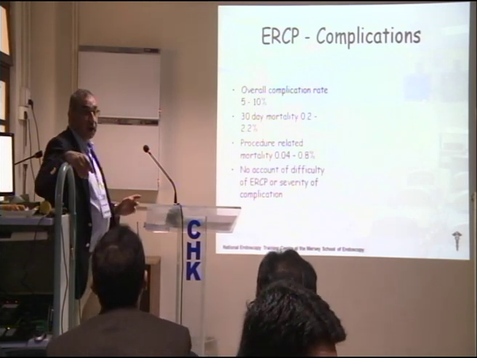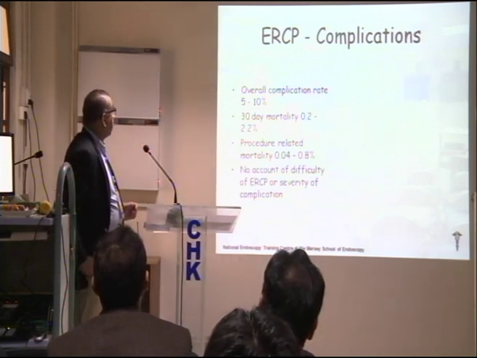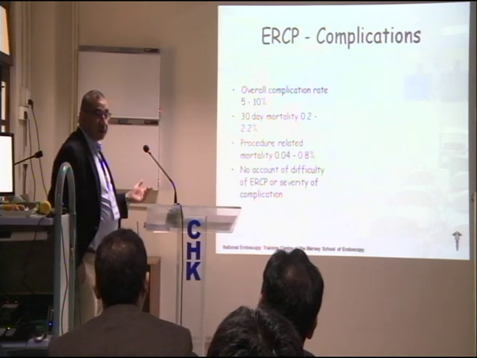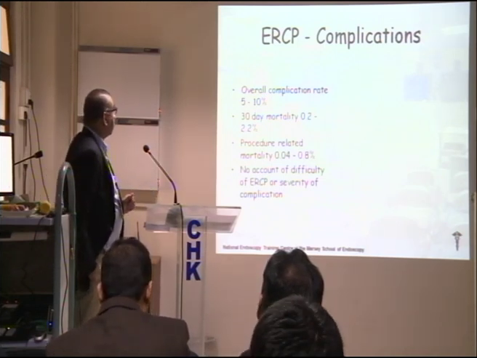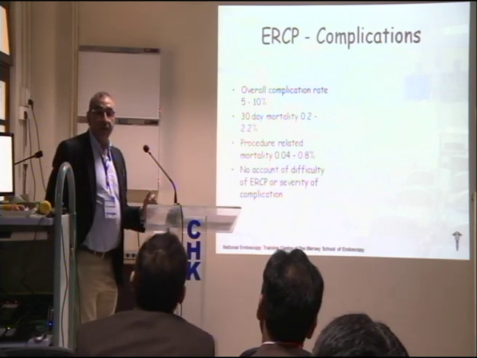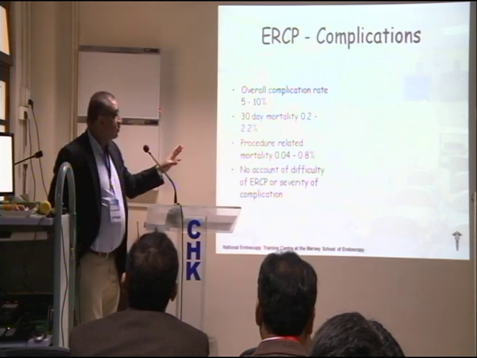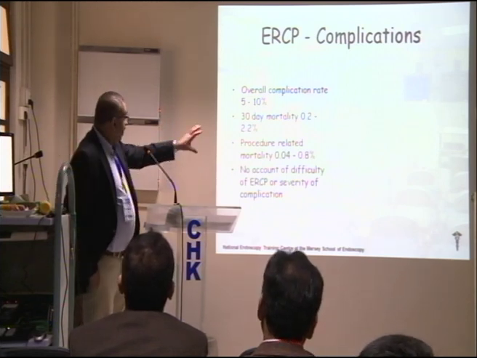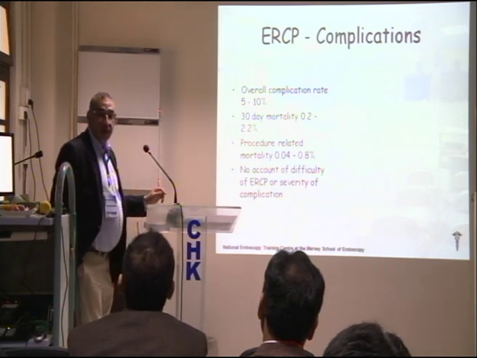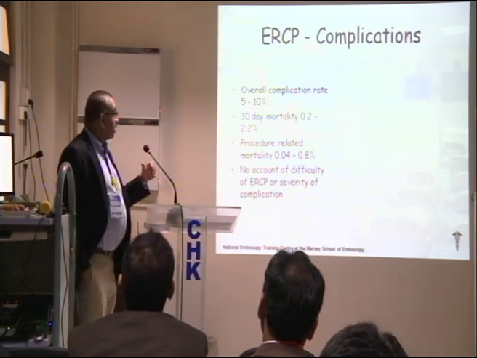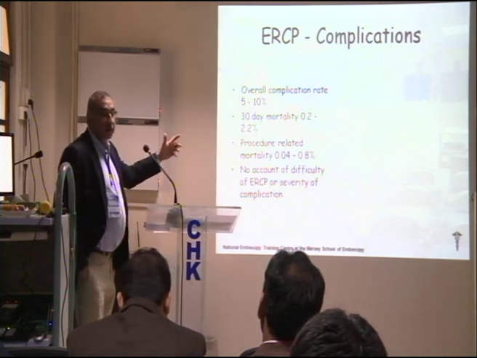Overall complication rate for ERCP, if looked at randomly, was 5 to 10%, considering all-cause complication. 30-day mortality from various series was reported as 0.2 to 2.2%. That is all-cause complication. And it is worrying because there is quite a bit of variation there. That depends on the unit. And this was done on an audit conducted quite some time ago in the UK.